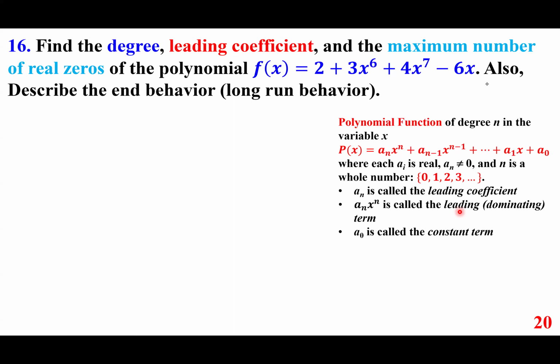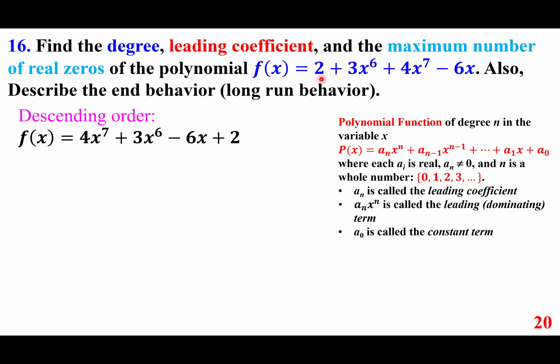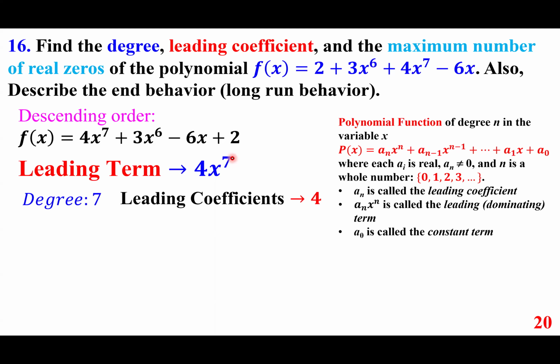So the very first thing is to put this in descending order. This comes first, this one second, third, and the last. So in other words, 4x to the power of 7 plus 3x to the power of 6 minus 6x plus 2, which makes 4x to the power of 7 the leading term. Leading coefficient is 4, and the degree is 7, everybody.